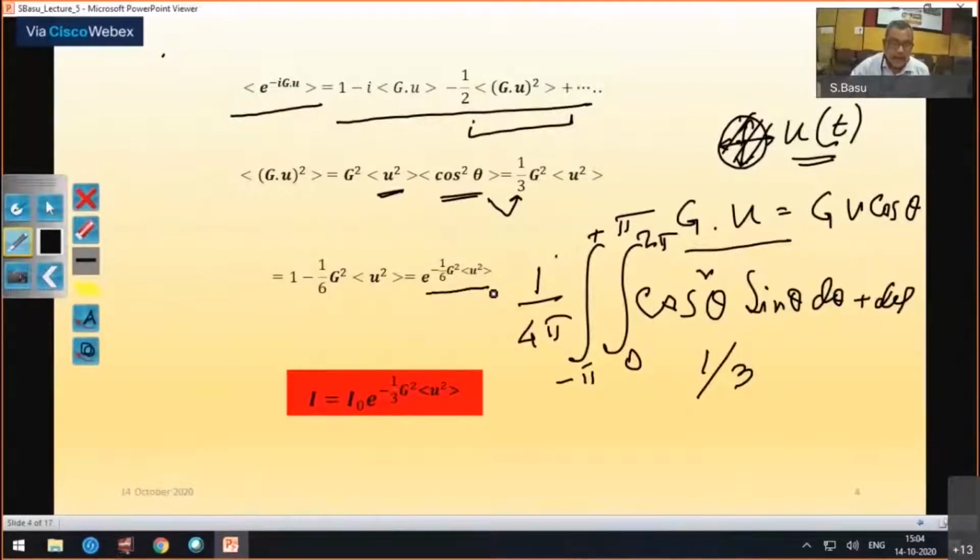This gets squared when I calculate intensity, and I get the term e to the power minus 1/3 g squared u squared multiplied by I0. That means given an intensity I0 at a lower temperature, with respect to that, when the average displacement is u squared, the intensity falls by this amount. It also changes with the increasing value of g.